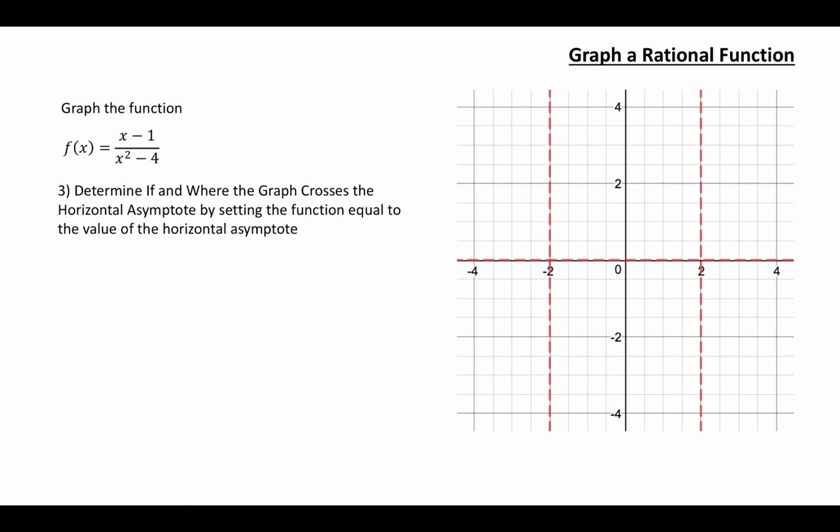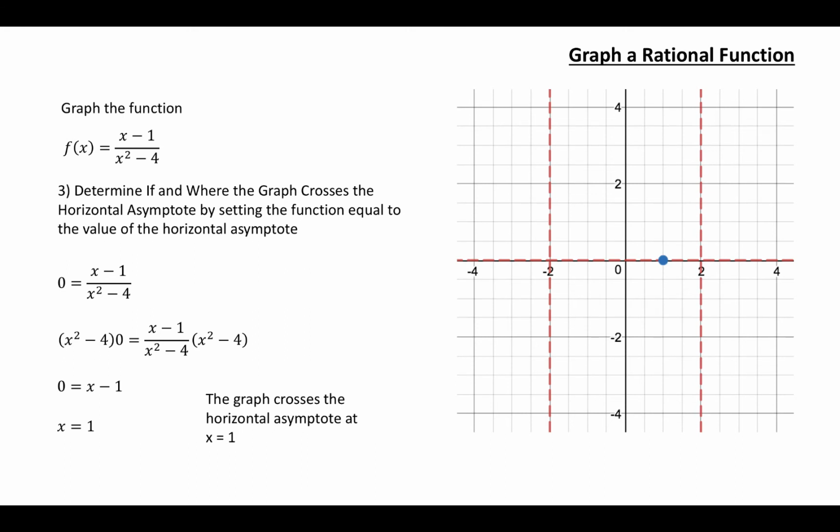We now must determine if and where the graph crosses the horizontal asymptote by setting the function equal to the value of the horizontal asymptote. In this case, that is y equals 0. So we will substitute 0 for f of x and solve for x. We would do that by multiplying both sides by x squared minus 4 in order to clear the fraction. This would result in 0 equals x minus 1, and adding 1 to both sides, we find that x is equal to positive 1. This tells us that there is an x value for which this function value would be equal to 0, and that is the point (1, 0). So the graph crosses the horizontal asymptote at x equals 1.